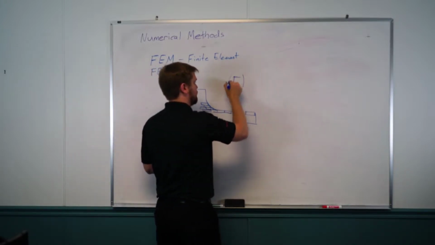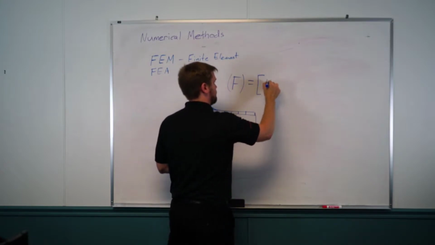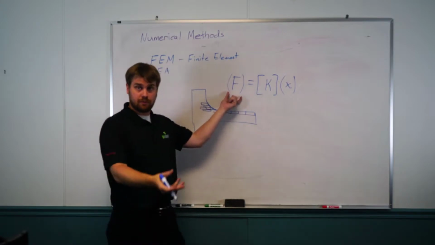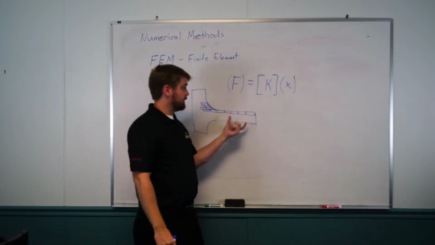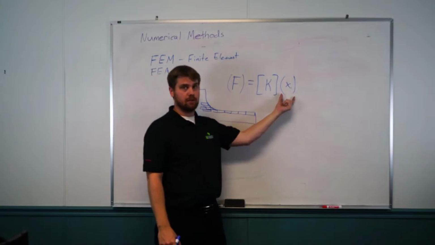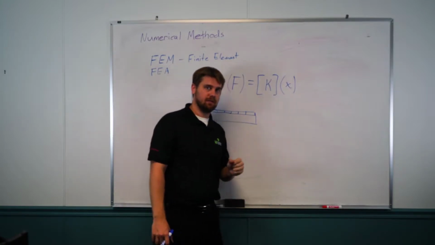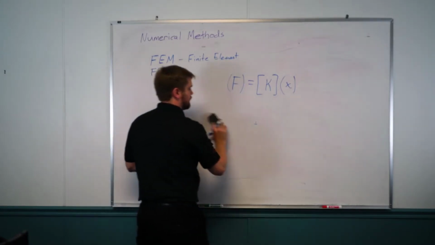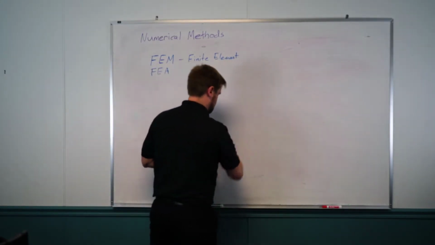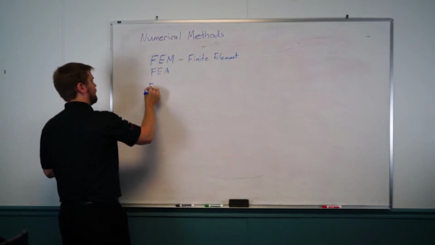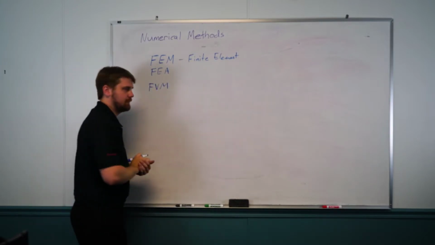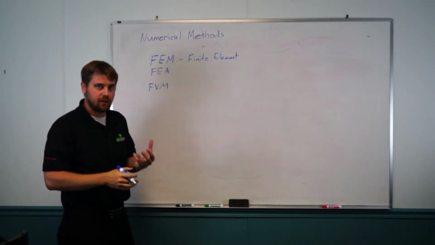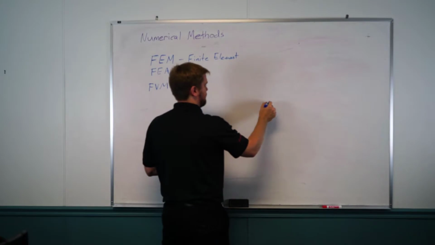So the problem looks more like this. We know your loads, you apply them, we figure out the stiffness matrix based on this assemblage, and we determine the displacements, the unknown in this equation. Now, other methods are out there for solving numerical problems. Another popular method is the finite volume method. The finite volume method is very popular in fluid dynamics tools. Our SOLIDWORKS flow simulation uses this method.